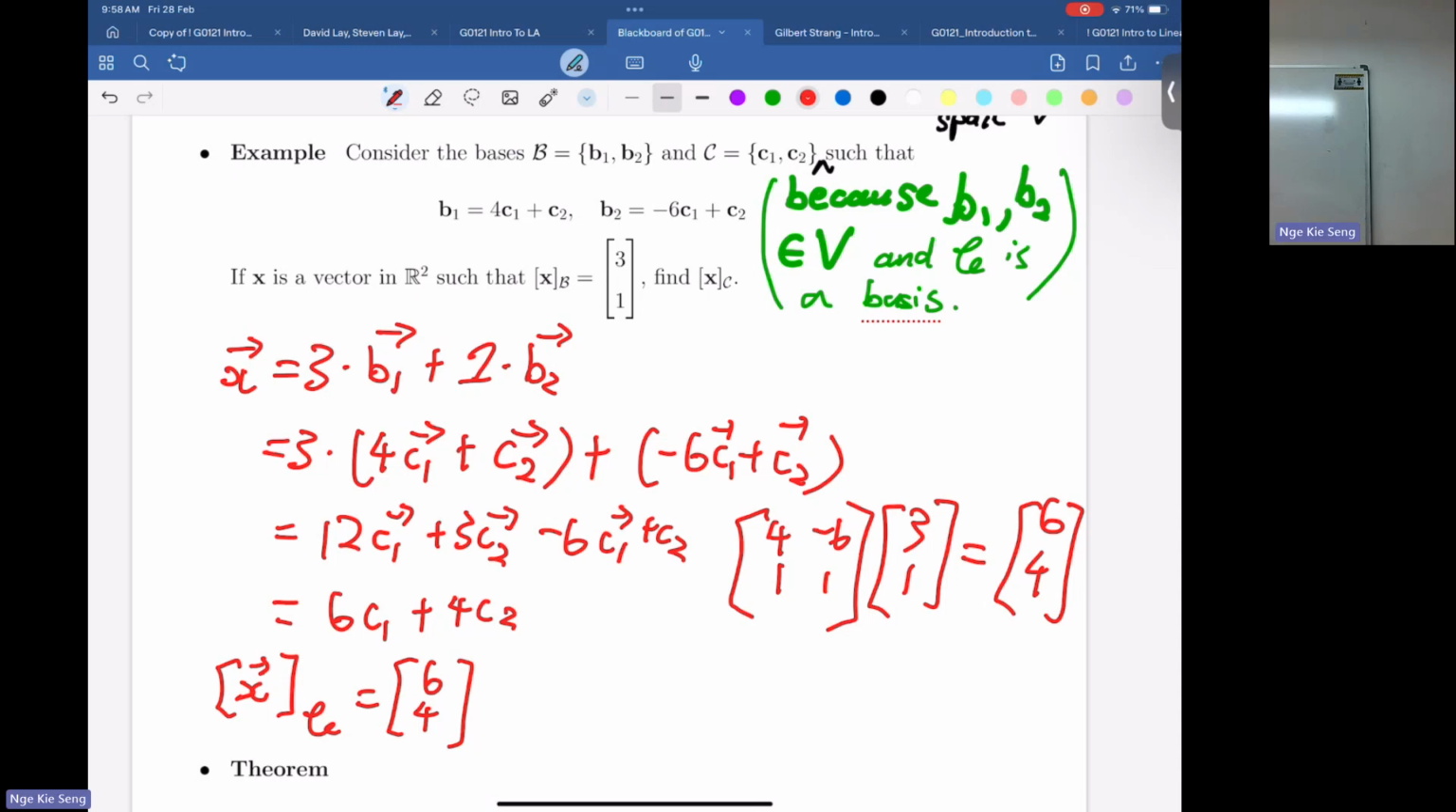But another thing is, where does this thing come from? You need to be sensitive to numbers. There's another place this thing comes from. Can you reckon? 4, 1, minus 6, 1. This is the coefficient of someone else. It's actually the coordinate vector of B1 and B2 in C.